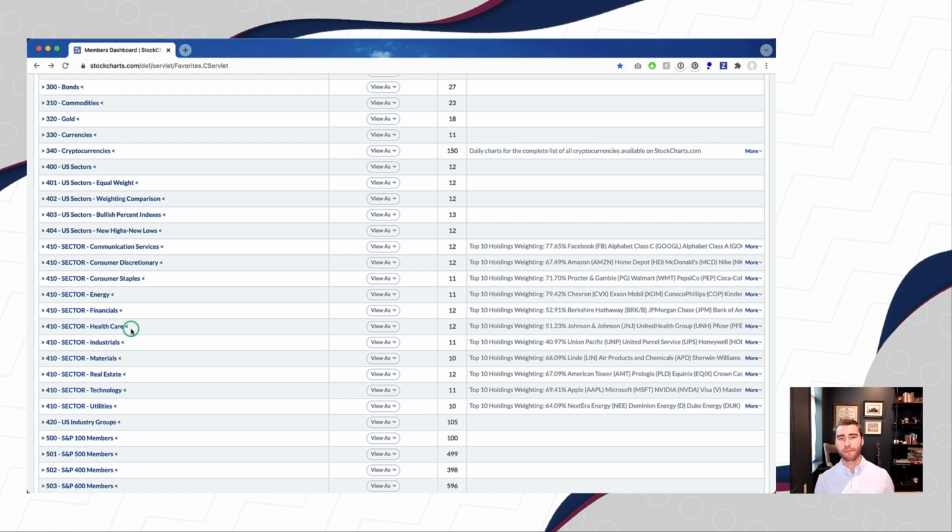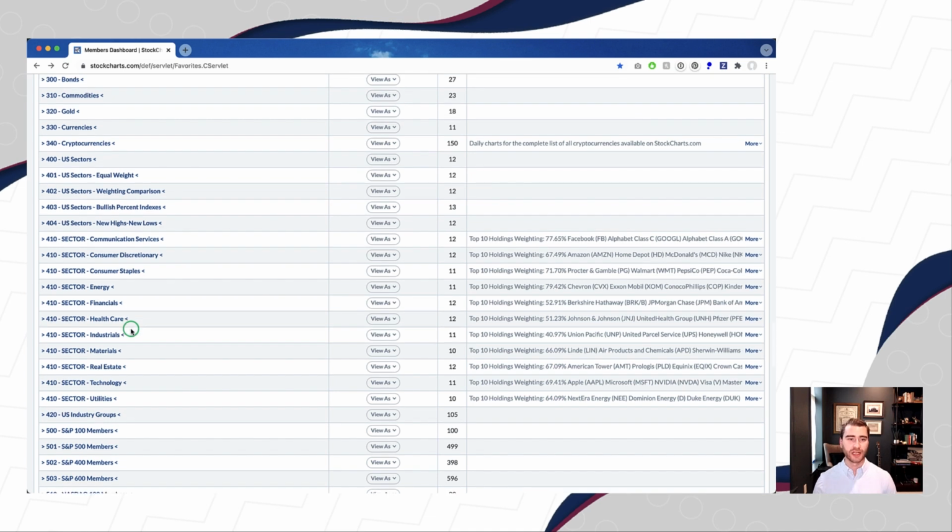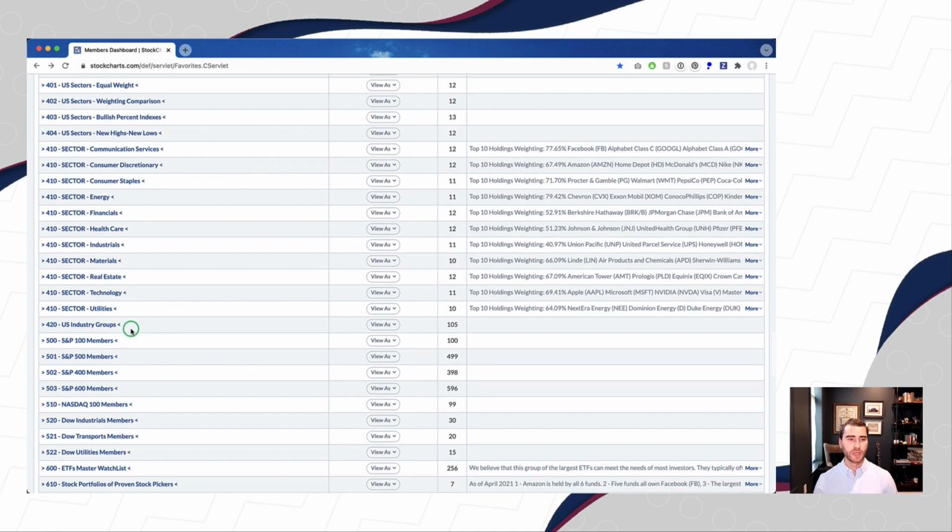Because again, those are cap weighted. So I want to keep an eye on the big outsized weightings in some of those sectors. Keep an eye on how those charts are setting up. We get down into US industry groups. Again, I can dive into those a little bit more. We've got specific members of the S&P 100, 500, 400, and 600.